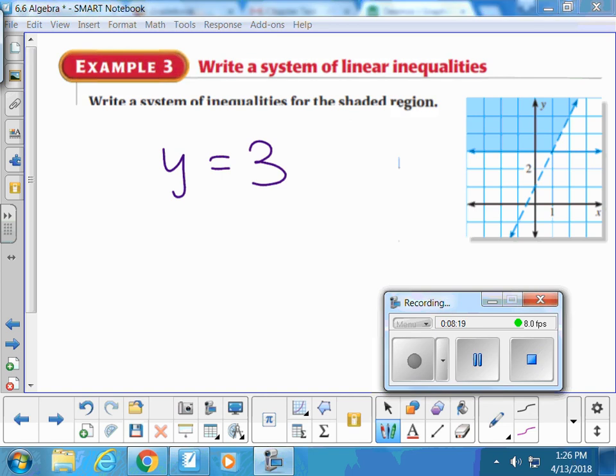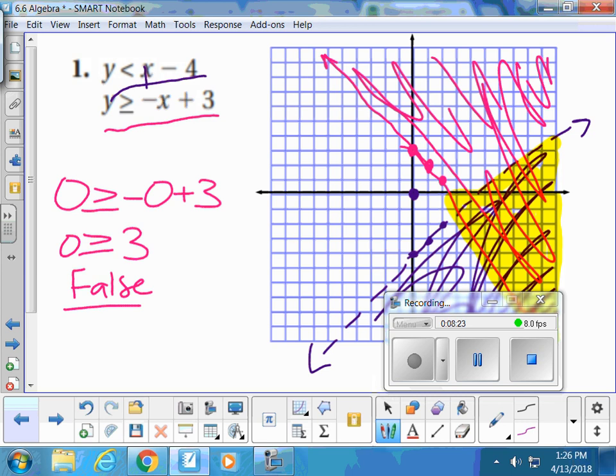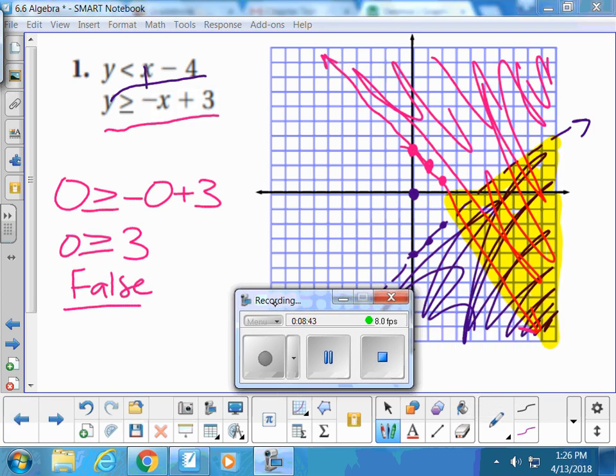Hello, we paused the video and a student came up and helped us graph this one. So if you want to see what she did, the first one had a y-intercept of -4 with a slope of 1. She made a dotted line and shaded below. The second one had a y-intercept of 3 with a slope of -1. She did a solid line and shaded above. And then you can see the highlighted region where her answer was.